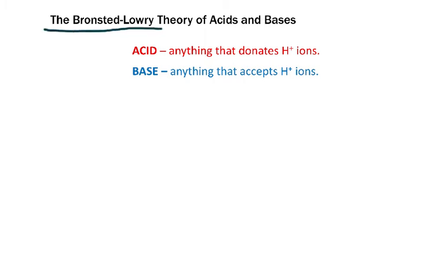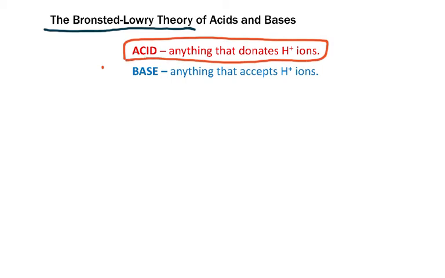This is the Bronsted-Lowry theory. Your textbook also has the Arrhenius theory, which has slightly different definitions, but we're going to skip to the Bronsted-Lowry and not confuse ourselves. So in our definition, an acid is anything that donates H plus ions. It produces them or gives them away, loses H plus ions. And because everything has to be balanced out, something has to take those H plus ions, and that would be a base. Anything that accepts H plus.